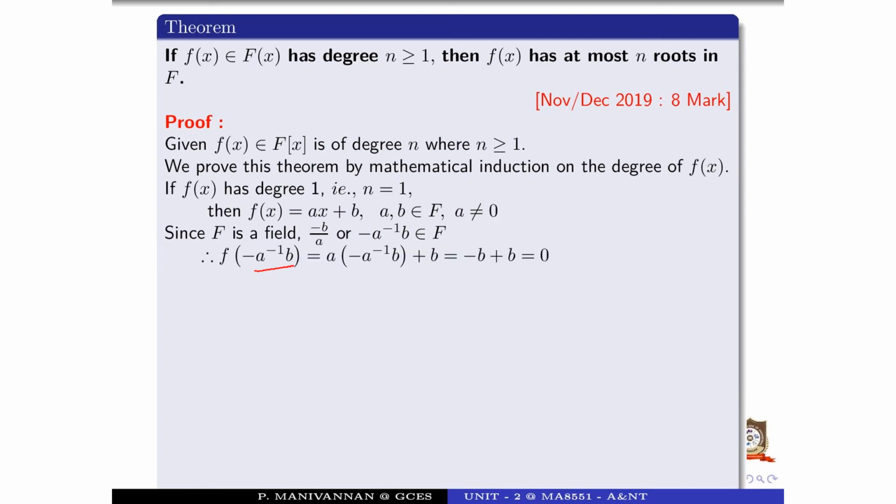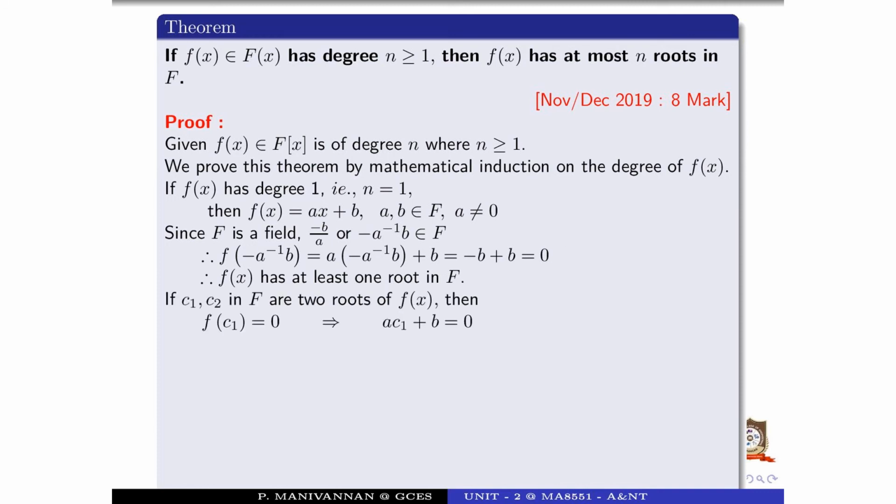Put this element in this equation. We get a into minus a inverse b. This term simplifies to minus 1, so minus b plus b is equal to 0. Therefore, this value is 0. Therefore, f of x has at least one root in F. So at least one root.